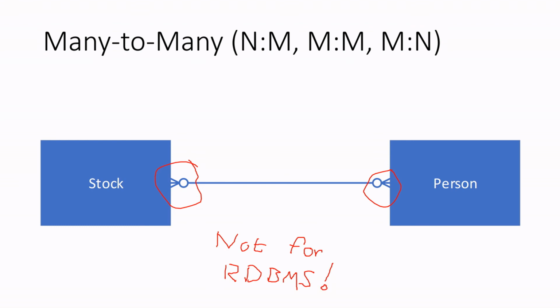So there is a possibility for both sides to have many occurrences, whereas we want in a relational entity database to limit this to one-to-many relationships. But it's still important for you to know the difference between those.